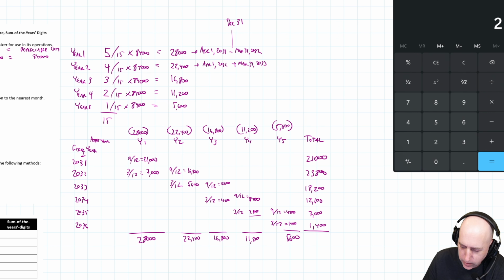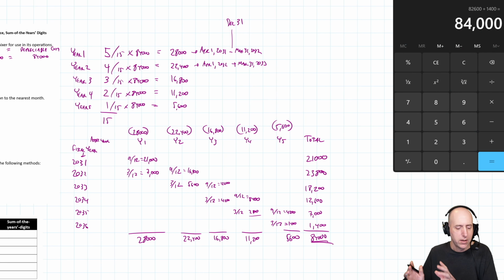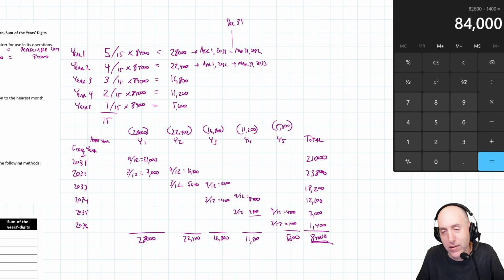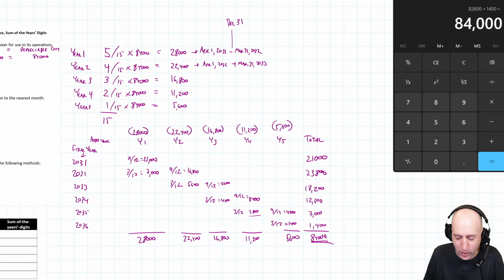And let's just add this up and make sure. 21,000 plus 23,800 plus 18,200 plus 12,600 plus 7,000 plus 1,400. Great news, 84,000. We have attributed our depreciation expense. Well, at least the total certainly makes sense. That's the total we were looking to see.